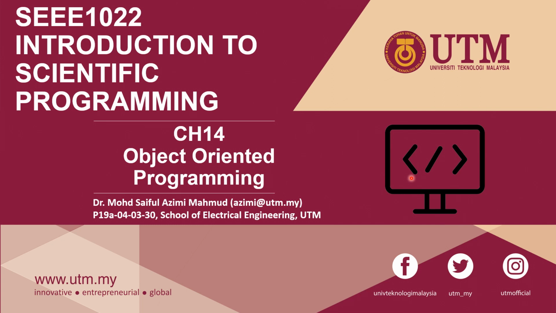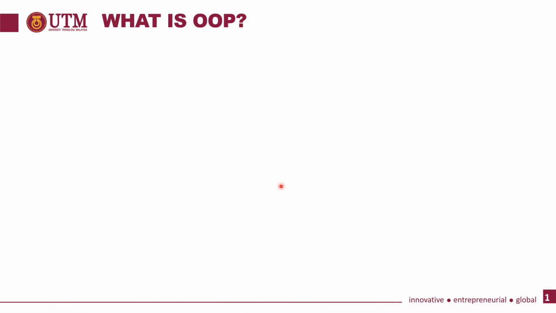So today we will continue our lesson on the last chapter for the subject Introduction to Scientific Programming. This chapter 14 is all about object-oriented programming. So let's start. The first part of the lesson today is: what is OOP, object-oriented programming?